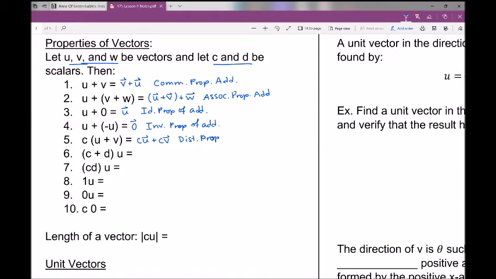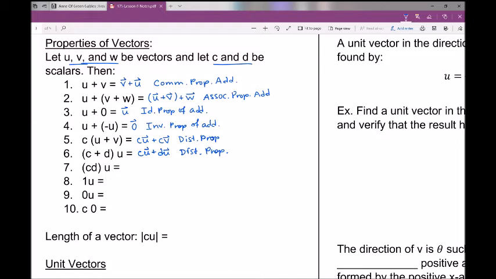Okay. Now let's say you have the sum of 2 scalars multiplied by a vector. Well, this would be the same thing. You just have c times u plus d times u, and again, that's your distributive property. Okay. Now finally, let's say that you have 2 scalars multiplied together in a vector.